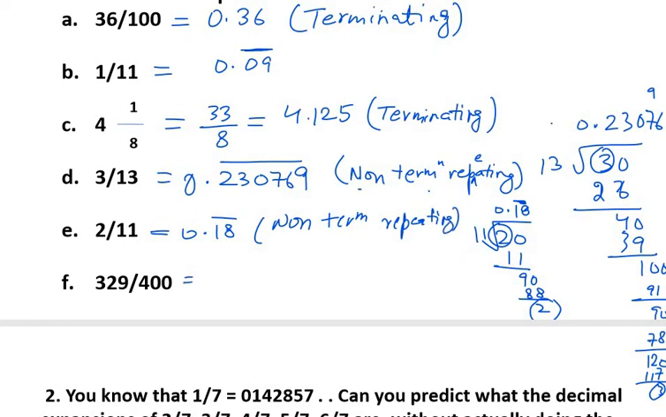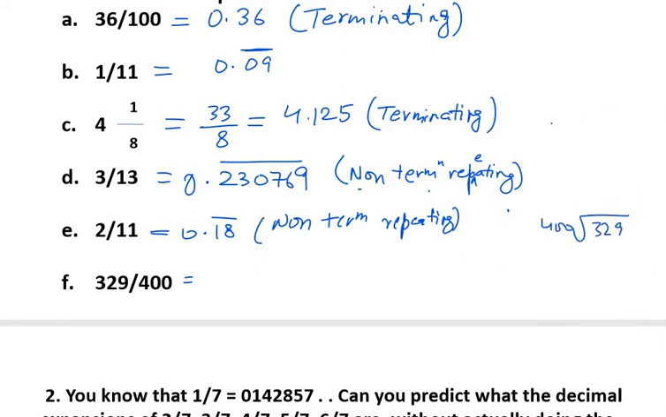Now the next one we are given with is 329 divided by 400. So again we need to take 329 inside. Again we need to put 0 here. Why? Because 400 is not divisible with 329. It is a lesser number, so therefore we need to put 0 here. So 0. 400 times 8 will give us 3200. So the leftover is 90.